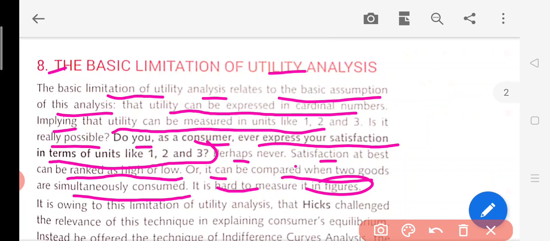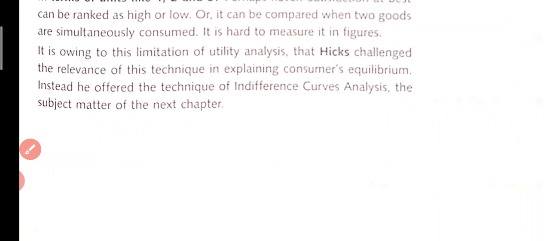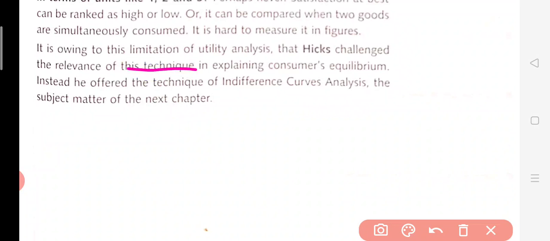It is owing to this limitation of utility analysis that Hicks challenged the relevance of this technique in explaining consumer equilibrium. Now there is another economist, his name is Hicks. He challenges this theory of cardinal numbers. According to him, this is all rubbish. How can satisfaction be counted in terms of numbers? It can be either high or low, so it should be done in this way.